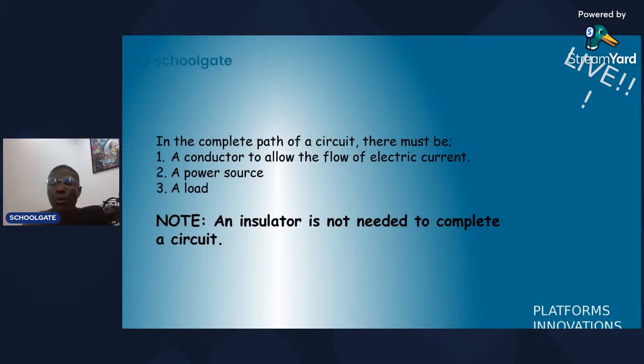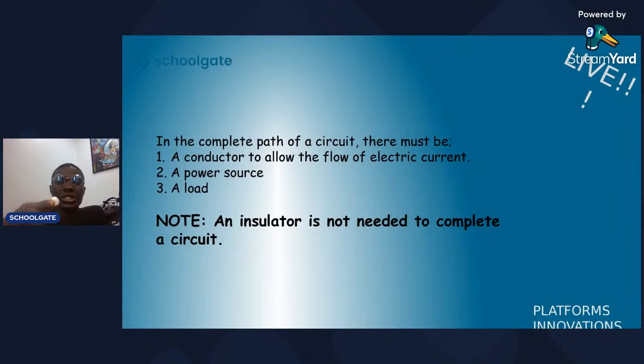Now these are what make up a complete circuit. Number one, we said a conductor. In a complete path of a circuit, there must be a conductor. Secondly, there must be a power source. In any complete path of a circuit, we need a power source. A power source could be your 9-volt battery, just anything to power up your circuit.